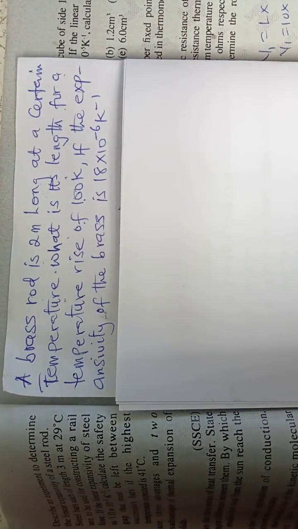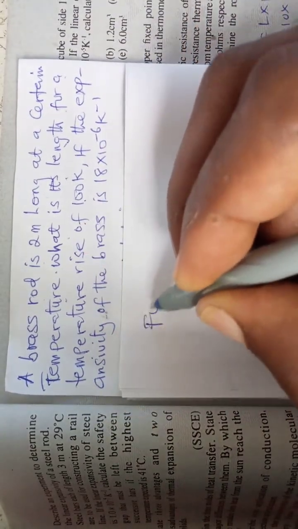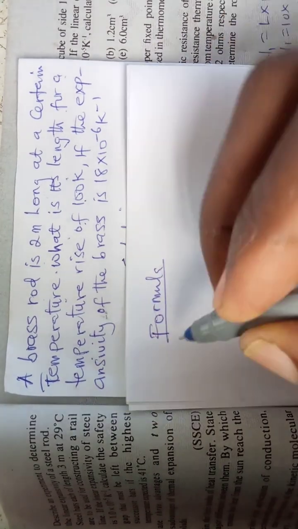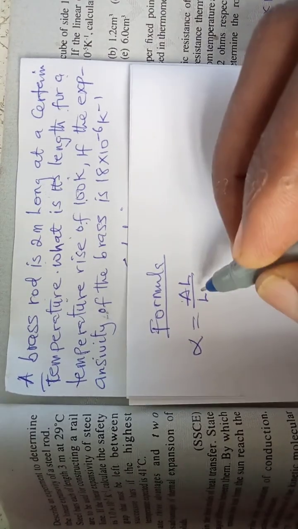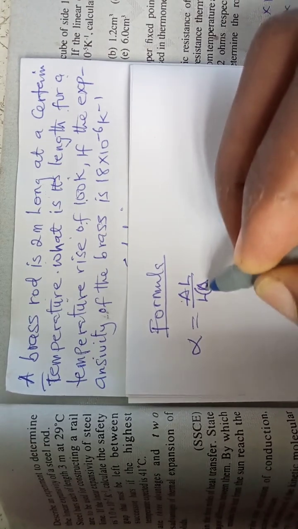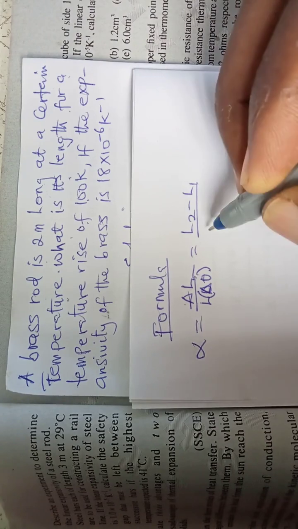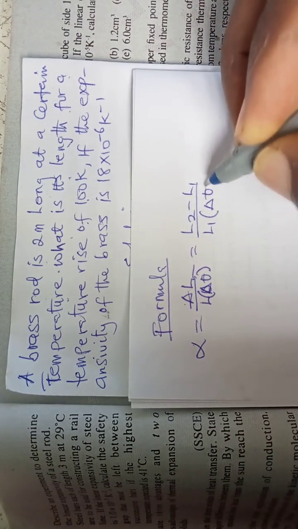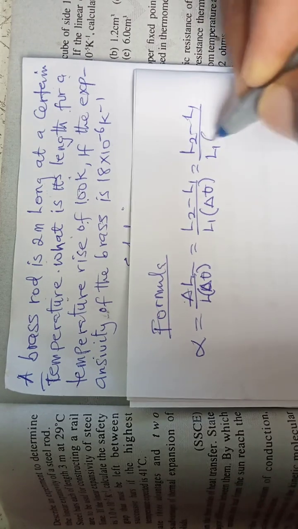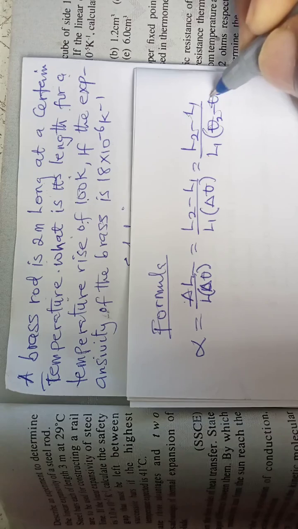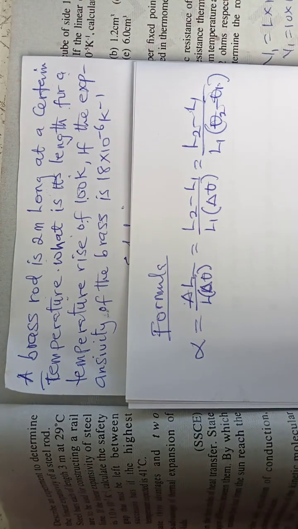A brass rod is 2 meters long. Now recall from the linear expansivity formula, we have that linear expansivity is equal to change in length over original length times change in temperature. Which is the same thing as L2 minus L1 all over L1 bracket change in temperature, or you can also say L2 minus L1 all over L1 bracket theta 2 minus theta 1. So each of these formulas can go for any related calculation. Now let's look at what we have.